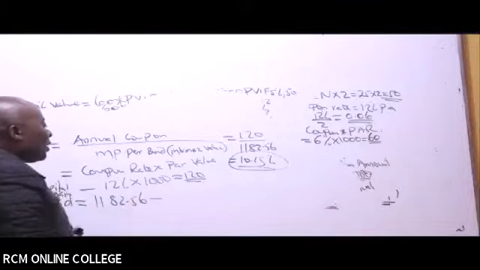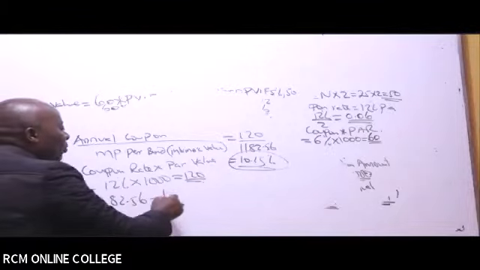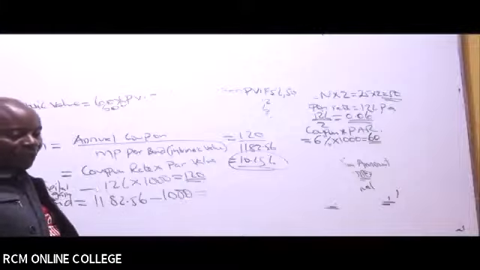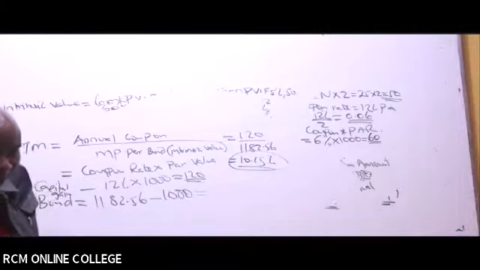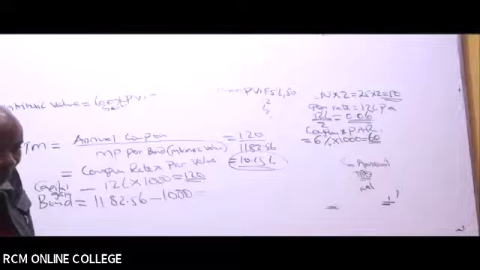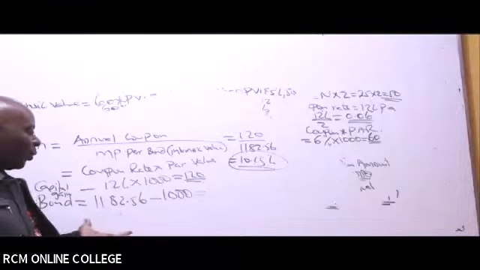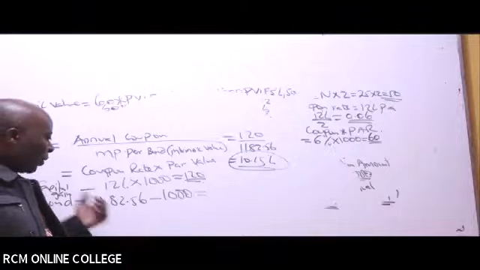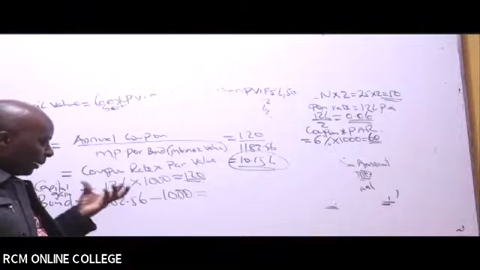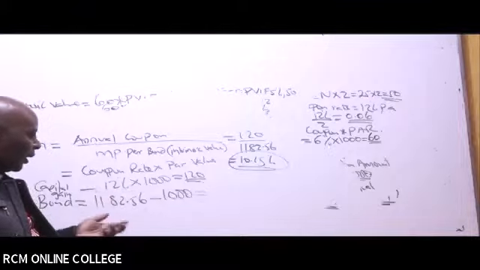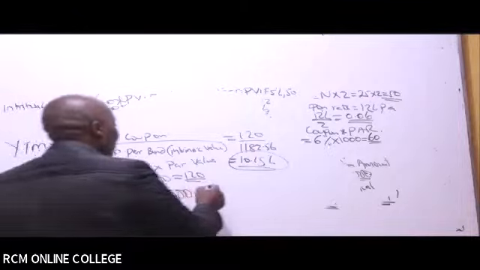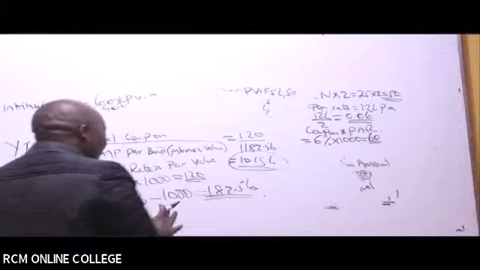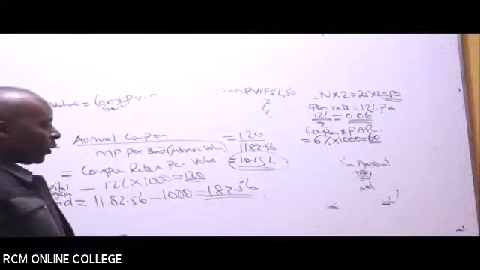And remember, 5 years ago, I paid how much for this bond? 5 years ago, I paid 1,000. After 5 years, this bond is worth this much. So I'm able to see the capital gain. I'm able to see my profitability index, which is 182.56, like that. So this is really a super efficient bond.